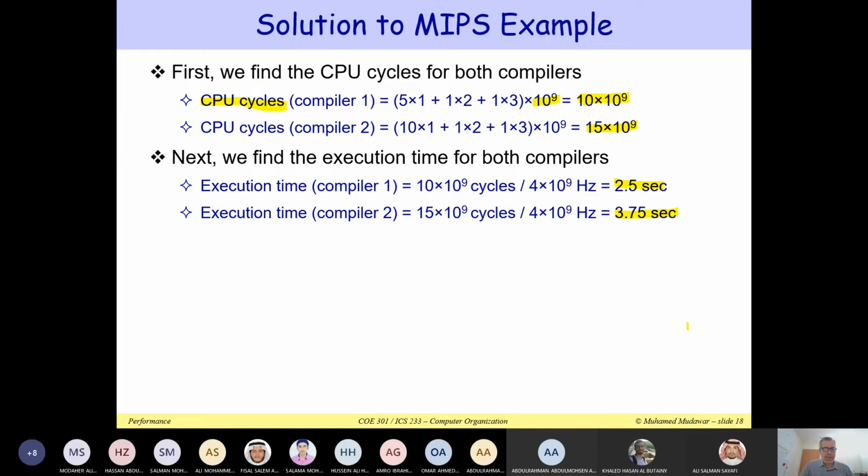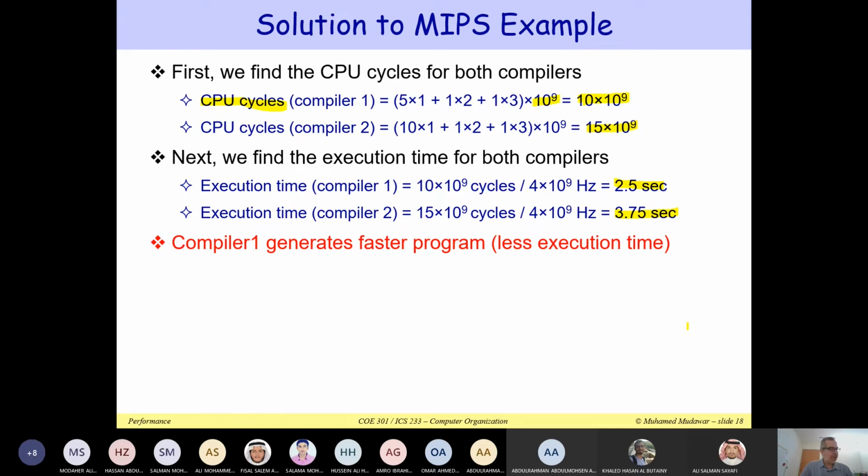So 2.5 seconds versus 3.75, clearly 2.5 seconds. Compiler 1 is the winner here, generating faster code. So clearly here compiler 1 generates a faster program. Notice that we did not change the high-level program. We did not touch it. We just translated it with 2 different compilers.